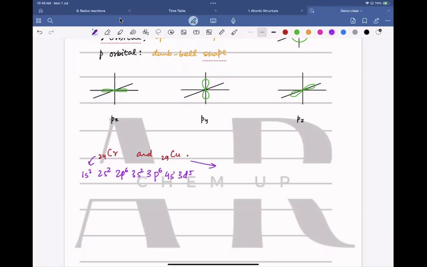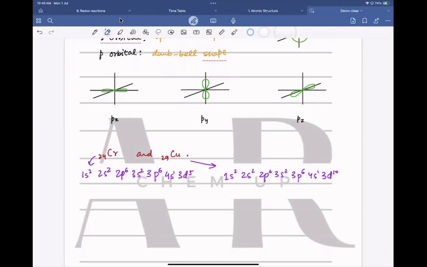For copper, 1s2, 2s2, 2p6, 3s2, 3p6, 4s2, 3d9. Then 3s2, 3p6, 4s1, 3d10. It's also going to be the same like this.